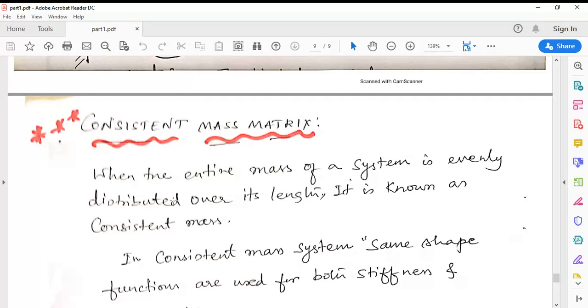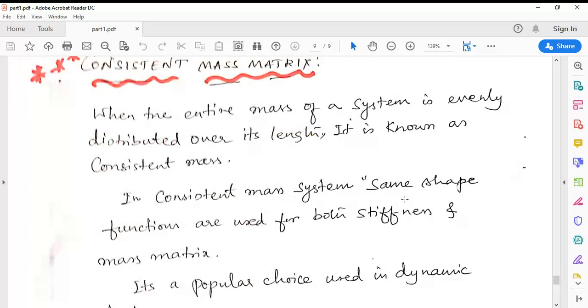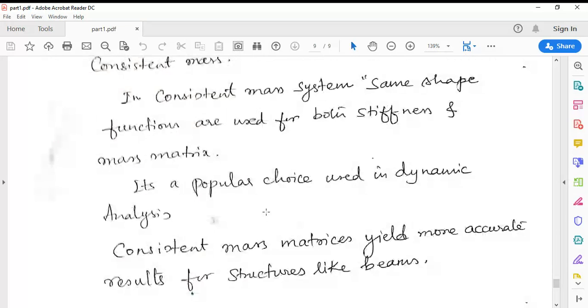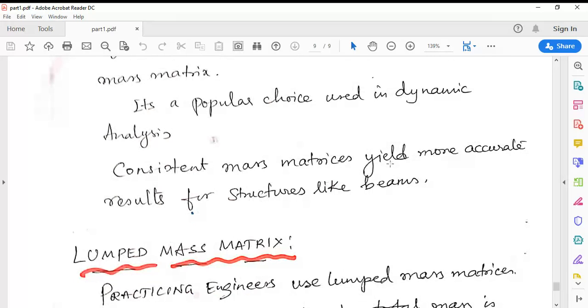I will be deriving a few expressions on this in the next session. In a consistent mass system, the same shape functions are used for both stiffness and mass matrix. Look at this. This is why it is called the consistent mass matrix. I will show you this technique of deriving the consistent mass matrix for different elements like bar or truss. It's a popular choice widely used in dynamic analysis. This consistent mass matrix yields more accurate results for structures like beams.